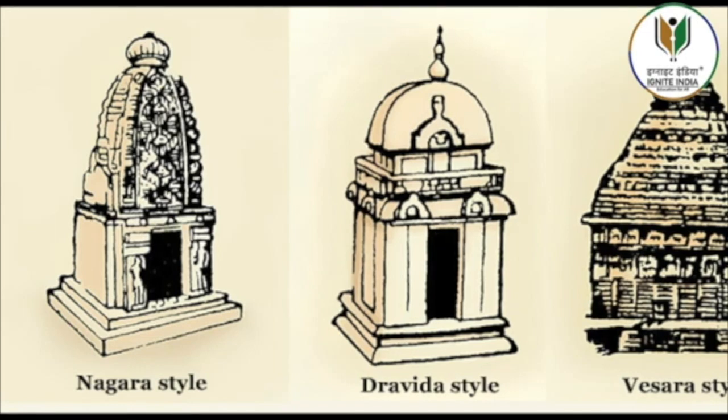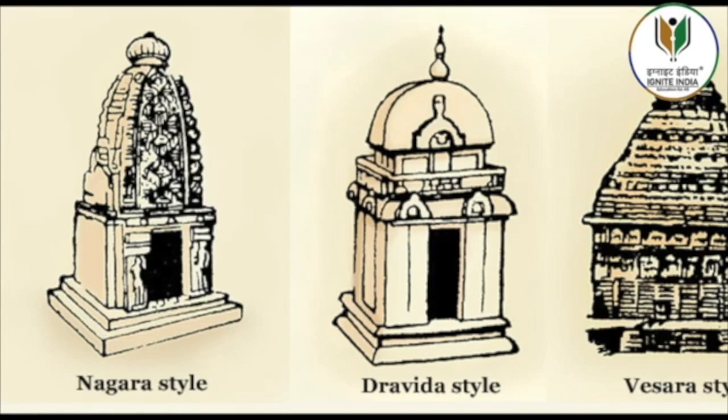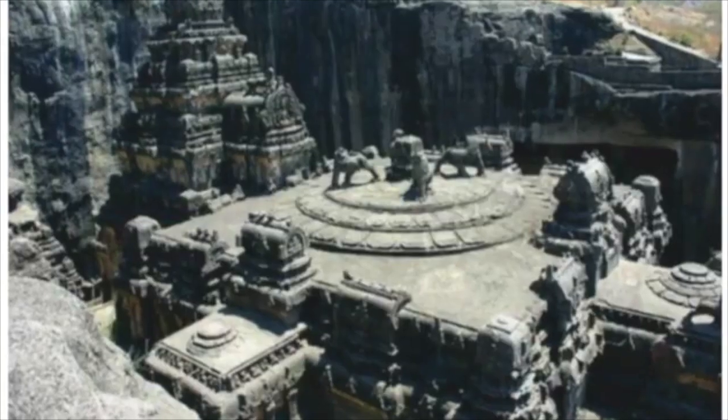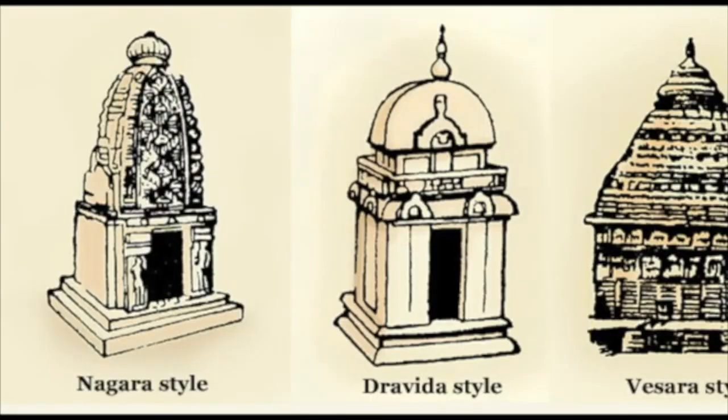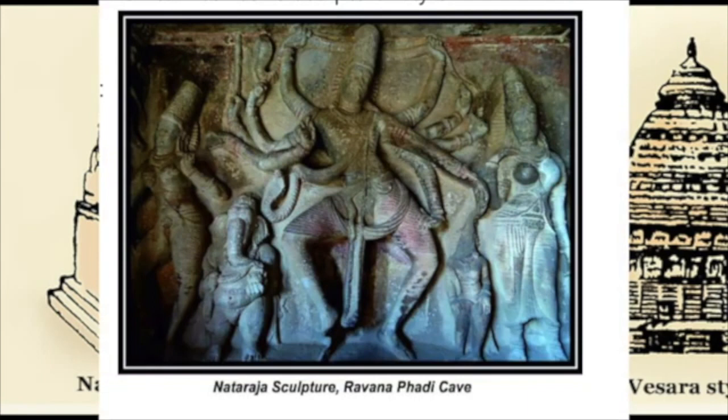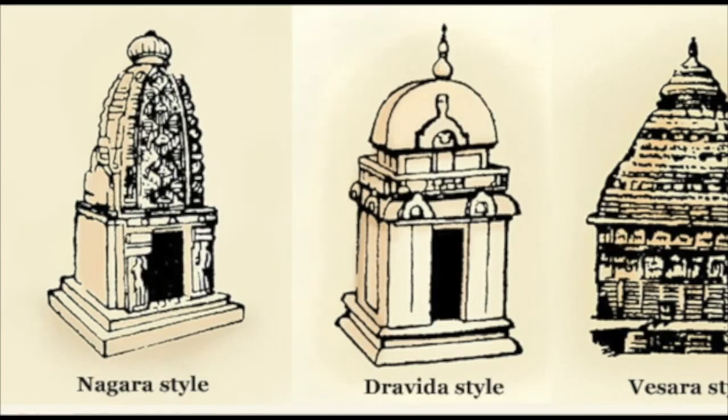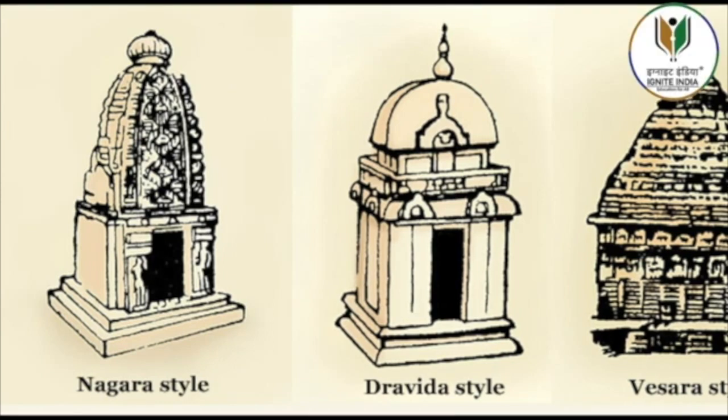Pulakeshin I established the Western Chalukya kingdom when he secured the land around Badami in 543. Early Chalukyan activity also takes the form of rock-cut caves, while later activity is of structural temples. The earliest is probably the Ravana Phadi cave at Aihole, which is known for its distinctive sculptural style.